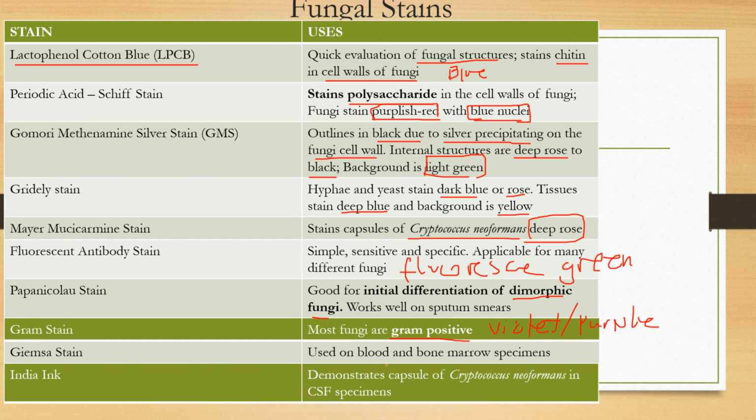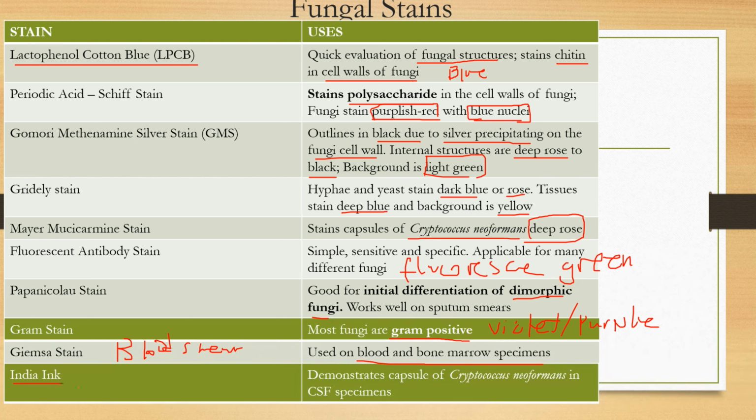Then Giemsa stain is used on blood and bone marrow specimens. So if you have an initial suspicion that the patient has an extensive fungal blood infection, you can use Giemsa stain. Make a blood smear, class. Make a blood smear, then you use Giemsa stain. But again, this is very rare. In my practice, I have never encountered a yeast surviving in blood.